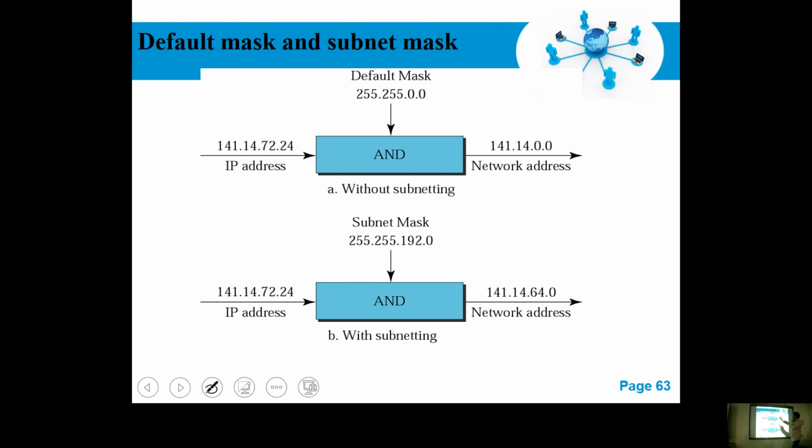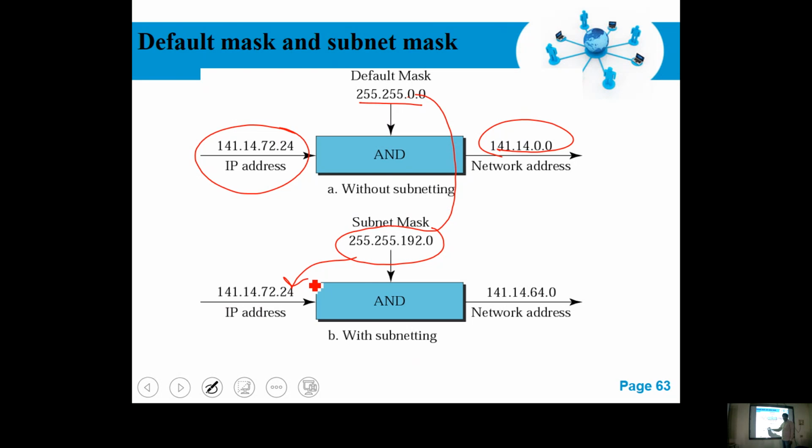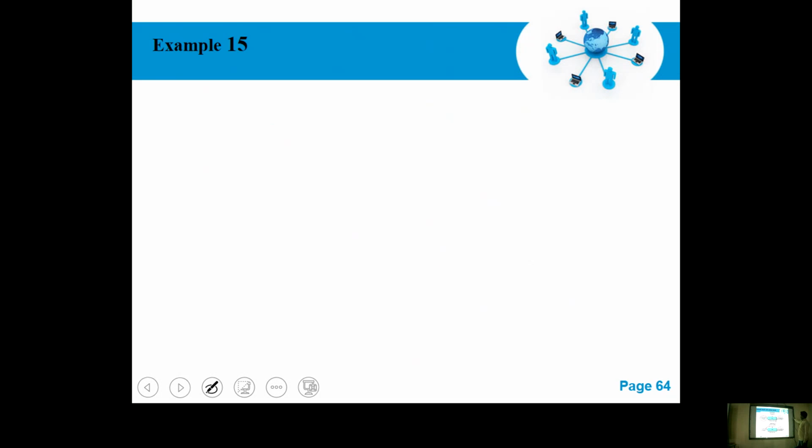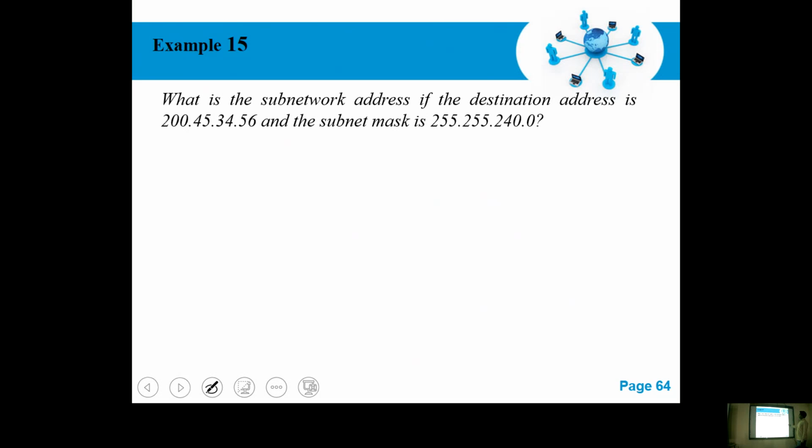Similarly we have network ID, subnet ID, whatever the 2 or 3 bits we are using, then your host ID. So this is what we consider. This is the default mask I have. This was the IP address I used. So I am getting this as a starting address. But when you make subnetting, I cannot use this default mask, but I will be using this subnet mask. And when I apply that on this one, I am getting another network address. That is what we have seen in the previous slide. So what is the subnetwork address if the destination address is this one and the subnet mask is this one? Can you do this calculation?